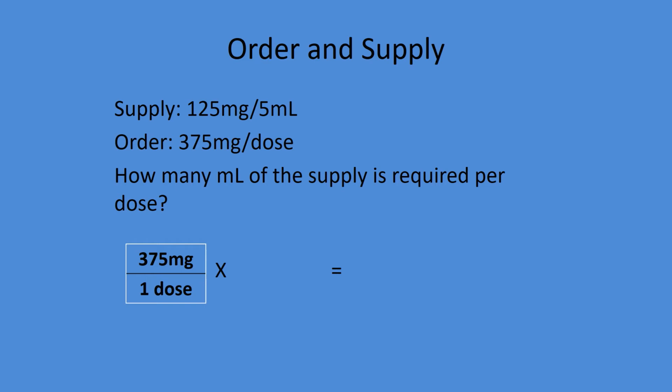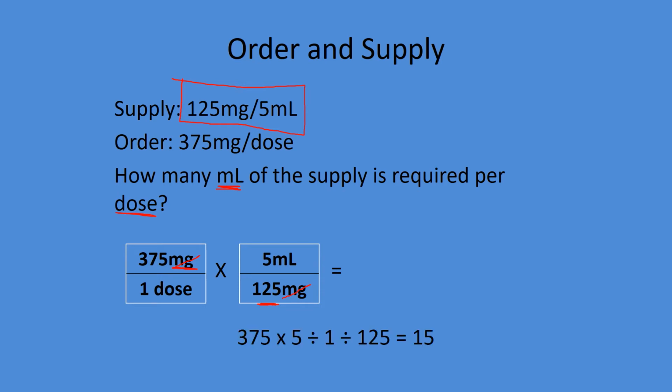And now we're going to multiply by a factor of 1. And the units we want at the bottom are going to be milligrams. So we'll put 5 mLs over 125 milligrams. Our milligrams cancel out. Let's take a look at our units. We are left with mLs per dose. The question asks for mLs per dose. So let's do the calculations. 375 times 5 divided by 125. And you'll get 15 mLs per dose.